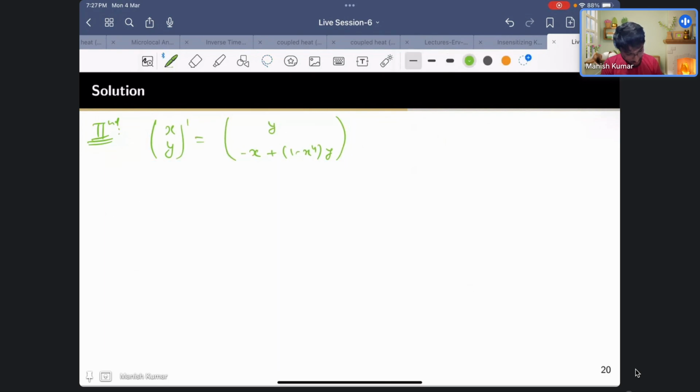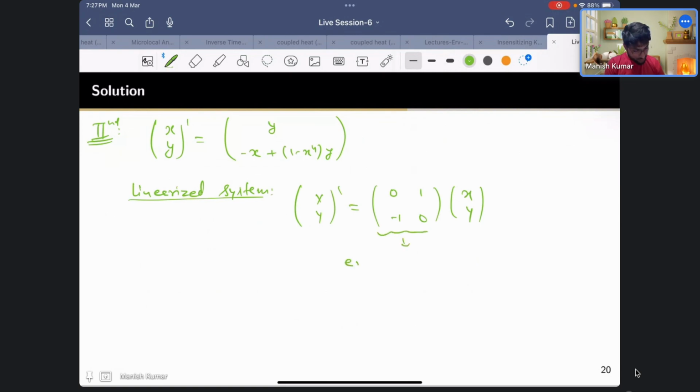Now the linearized system would be (x, y) prime equals the matrix [0 1; -1 0] times (x, y). This is the linearized system, and the eigenvalues of this one are plus minus i. These are the eigenvalues that we have for this system. I hope I'm correct.